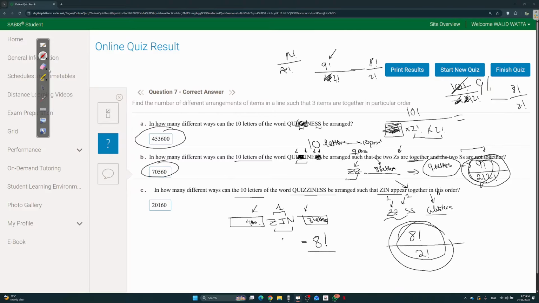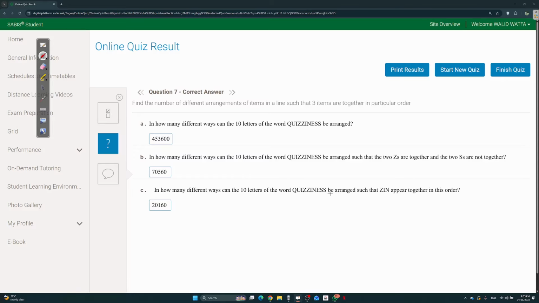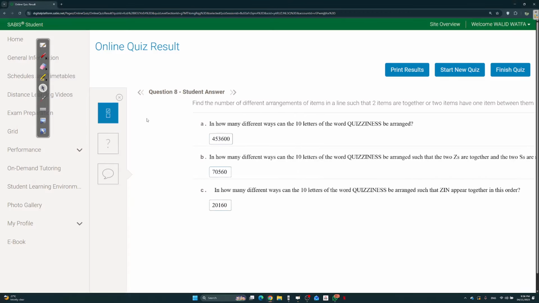So let's take a look at part C. I'm going to erase. Here we have ZIN appearing together. So here you have ZIN, 3 letters after, and 4 letters before. We take it as 1. So how many letters total? 8 factorial. Now, if you have ZIN, how many letters are being repeated? Nothing here, nothing here, only the S's are being repeated. So 8 factorial letters, and only one set of repeated letters, so we're only going to have 2 factorial. 8 factorial over 2 factorial is 2160. Please memorize these steps or you will get them tomorrow.